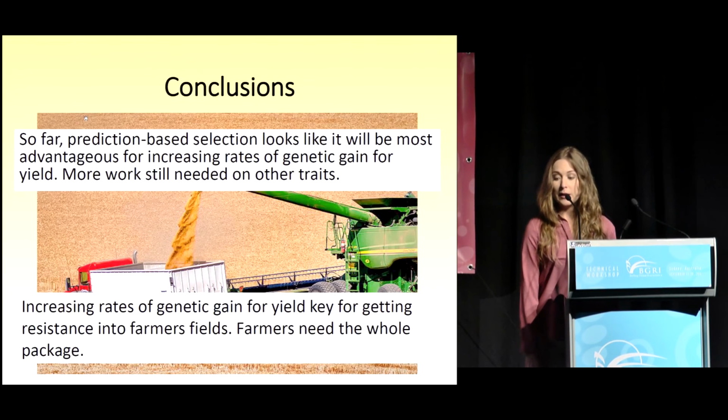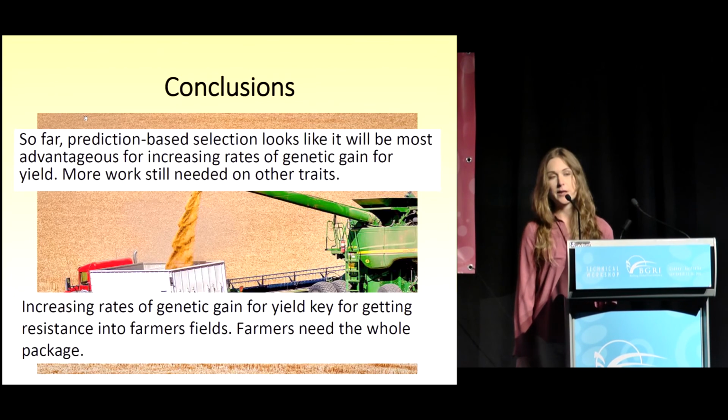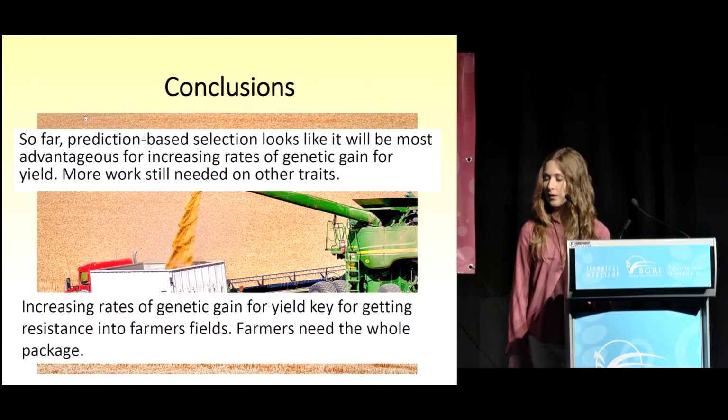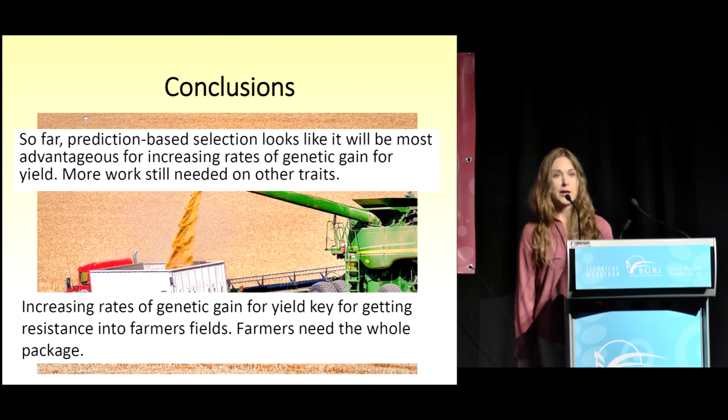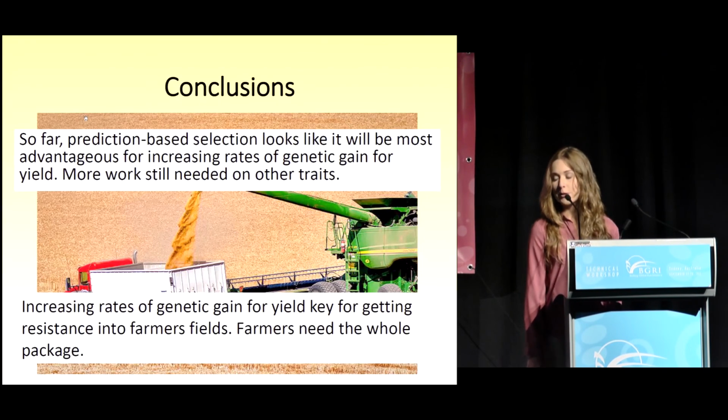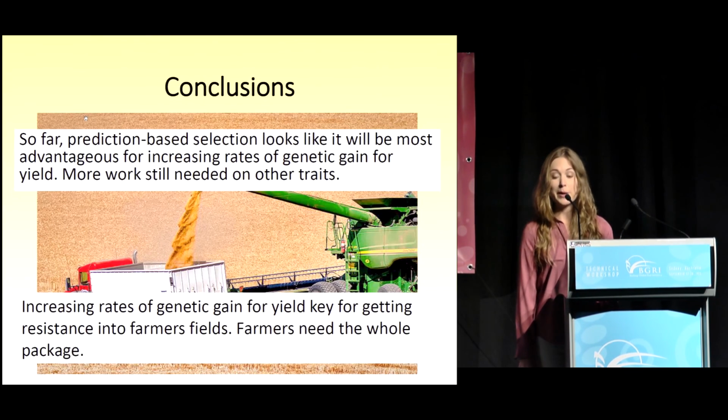A little bit more conclusion. So far, prediction-based selection looks most advantageous at the moment for yield, but we have a lot more work to do for other traits, including rust resistance. With that said, increasing genetic gain for yield is an extremely important component of getting rust resistance out to farmers. So even though we're not quite there yet with rust, we'll still see the benefit.